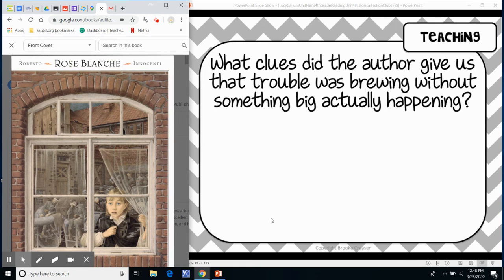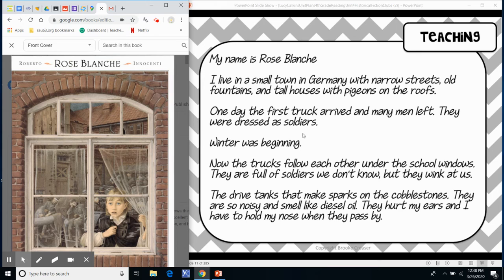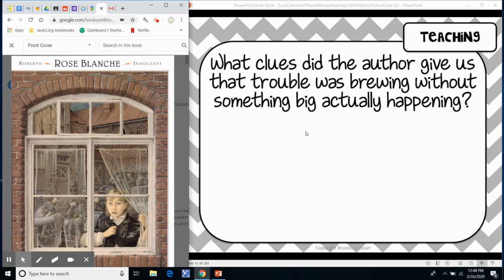What clues did the author give us that trouble was brewing without something big actually happening? Well, it's becoming a place with a lot of trucks. It's becoming part of the war, and it's slowly happening over time. The author uses those trucks to show that, and then all of a sudden these soldiers are arriving. It's something different than what has been going on.